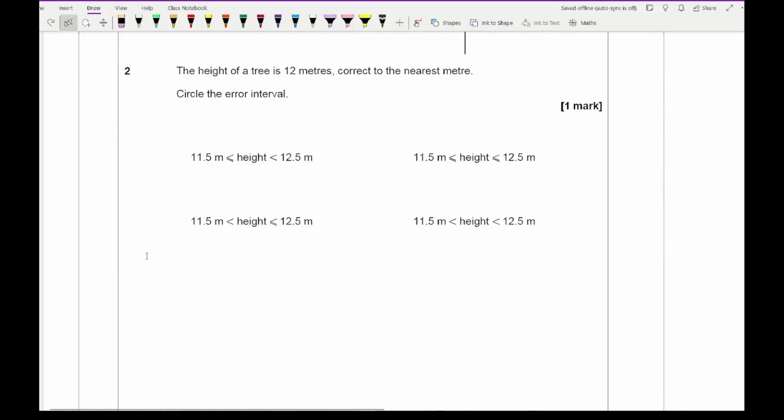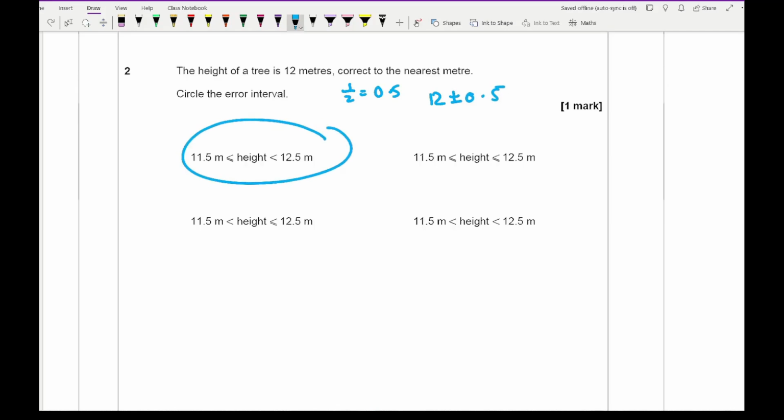For question 2, it says the height of a tree is 12 meters, correct to the nearest meter. Circle the error interval. Now, if it's to the nearest meter, I divide that by 2, in which case I get 0.5. So what I want to do is 12 plus or minus 0.5. And which of those does it equate to? It's going to be the first one. Now, the reason why is that the upper value always has to be less than. So that's why it's option 2 rather than any of the other options, because it can equal the lower bound, but it can't equal the upper bound.